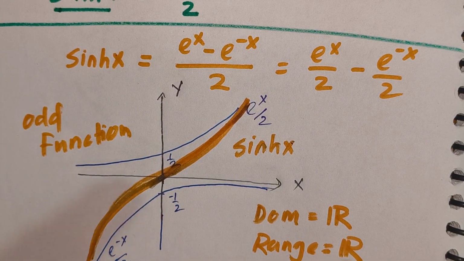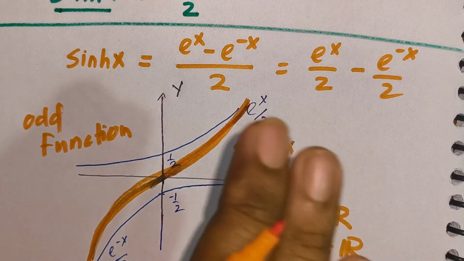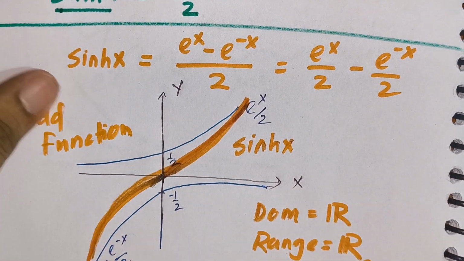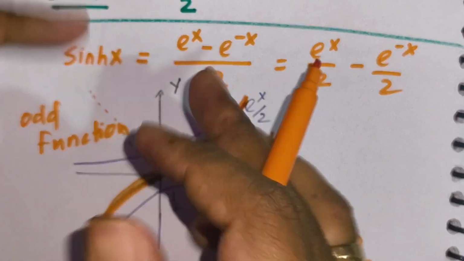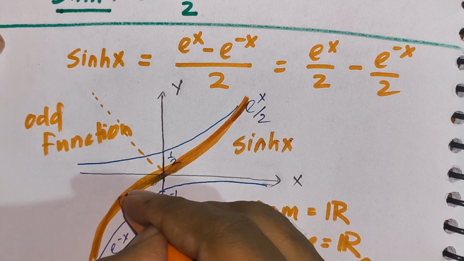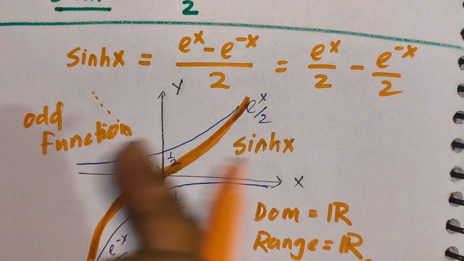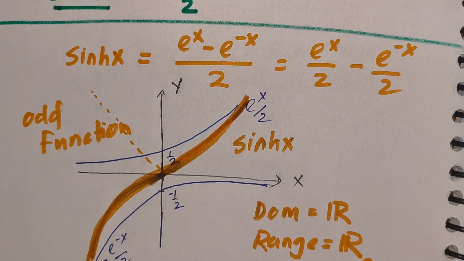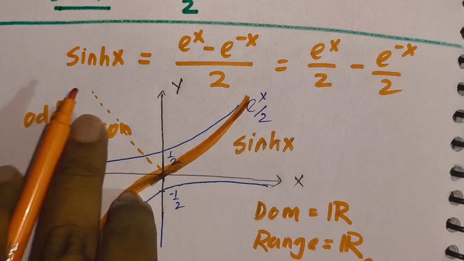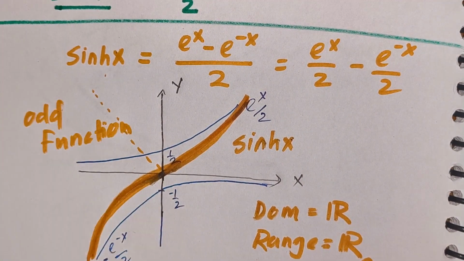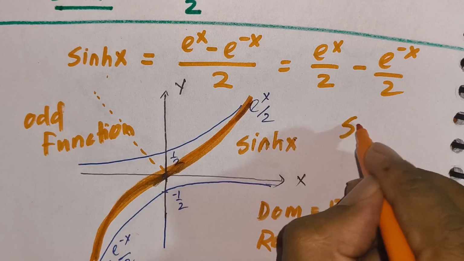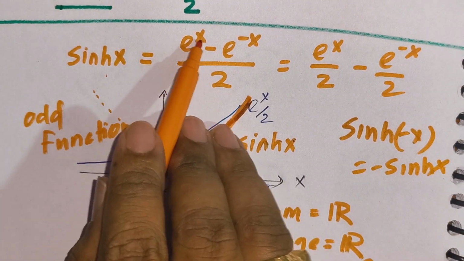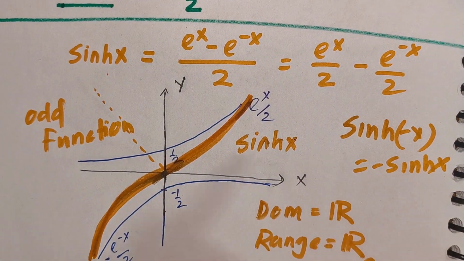From the graph we can tell an odd function by the following logic. Look at the positive x-axis. The graph looks like this one. If you reflect by the y-axis, the graph will look somewhat like this one, and when you again reflect by the x-axis, the graph will be this one. So if the graph in the negative part of x is obtained by two reflections, by the y-axis and by the x-axis, then that is an odd function. Also you can verify that hyperbolic sine of minus x is minus hyperbolic sine x. That means sine hyperbolic minus x is minus sine hyperbolic x. You can put minus x in place of x and check that it is minus hyperbolic sine x.